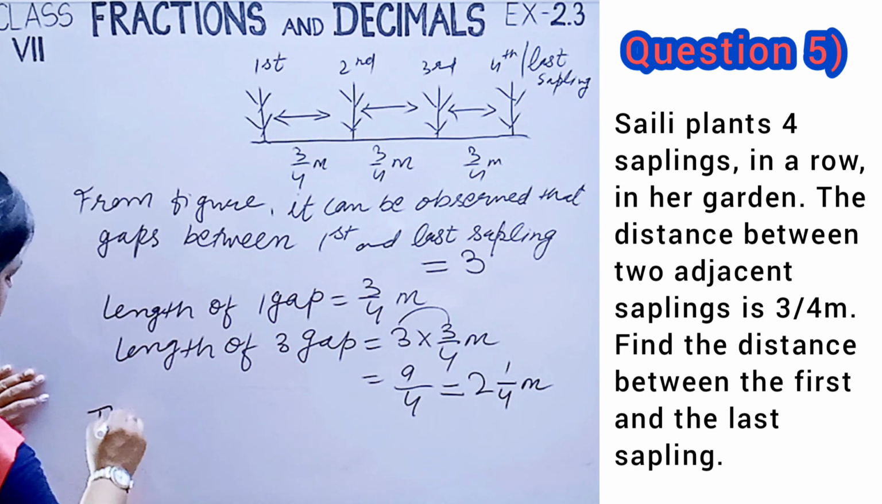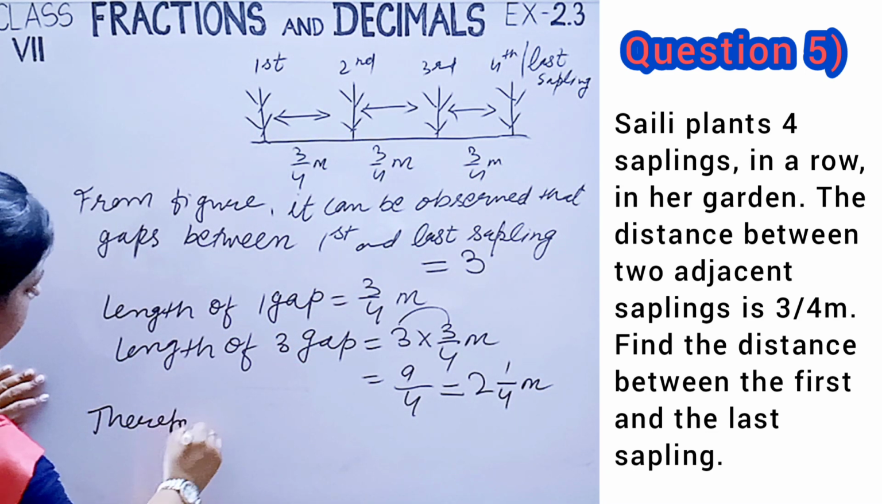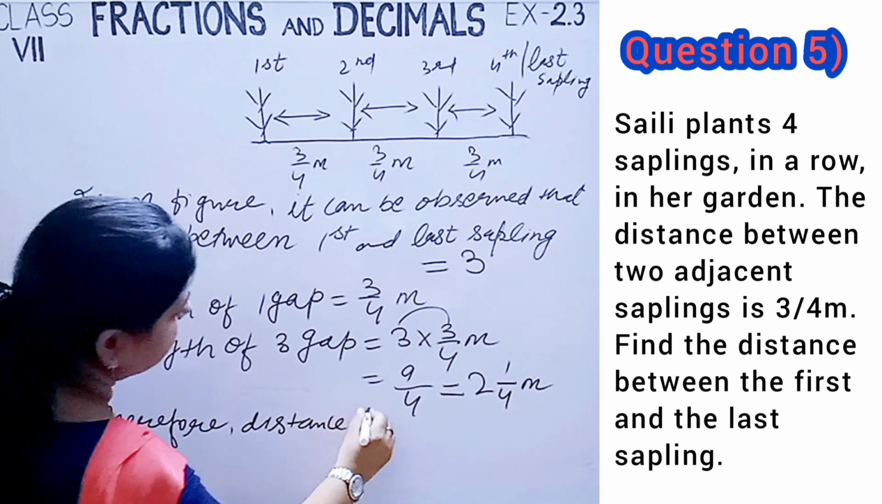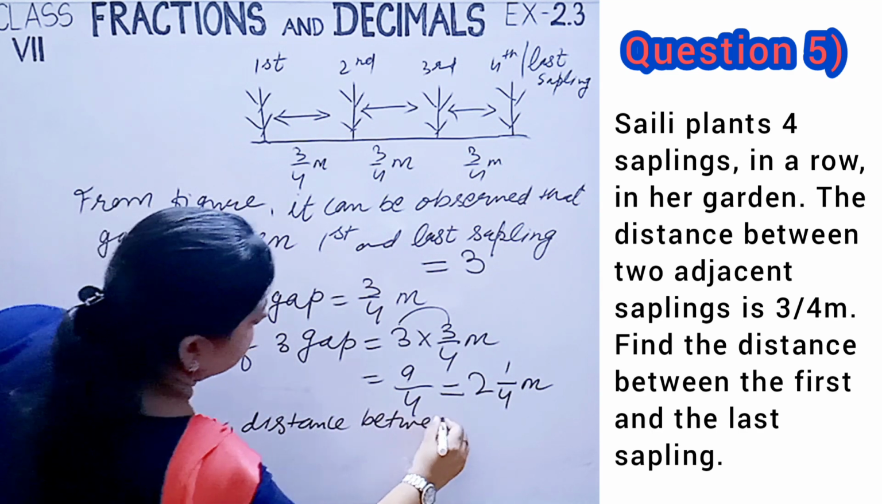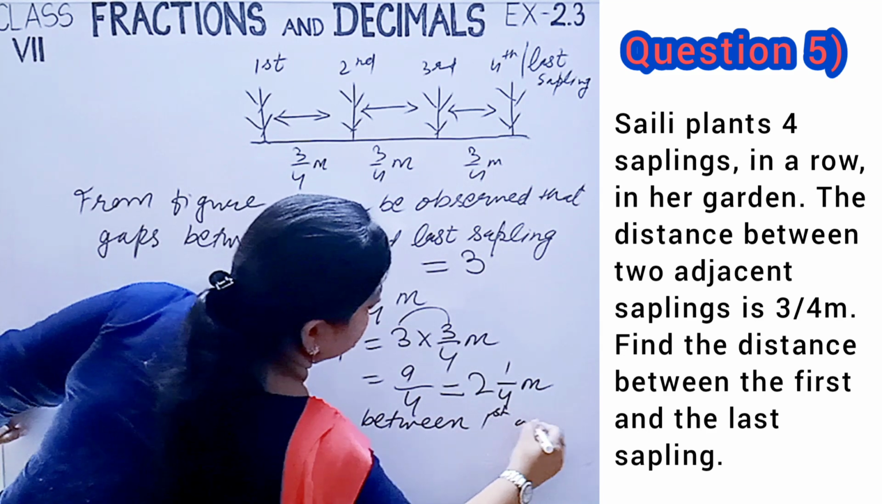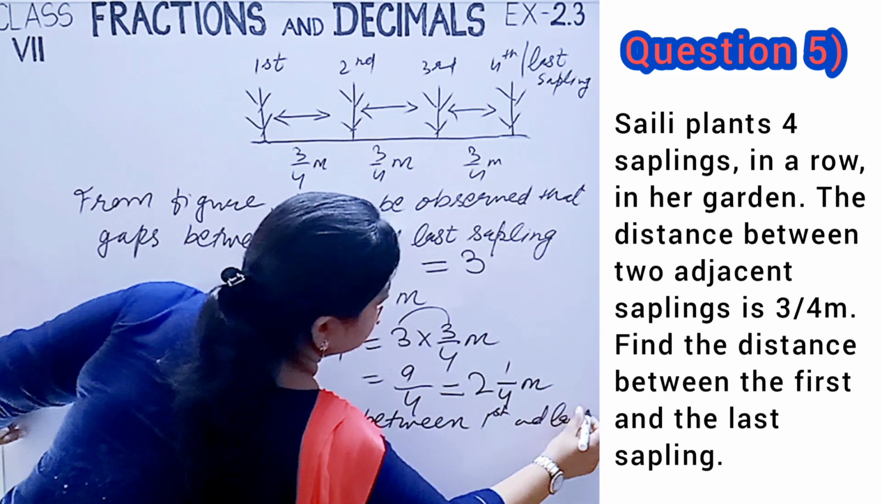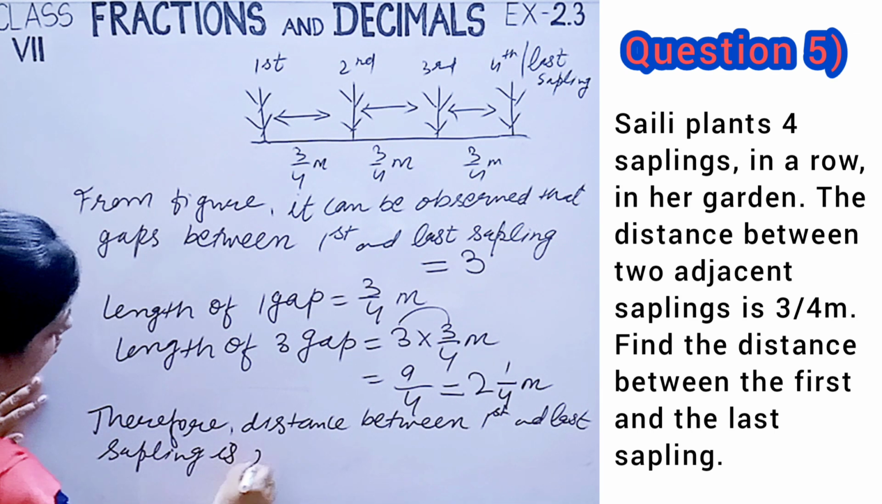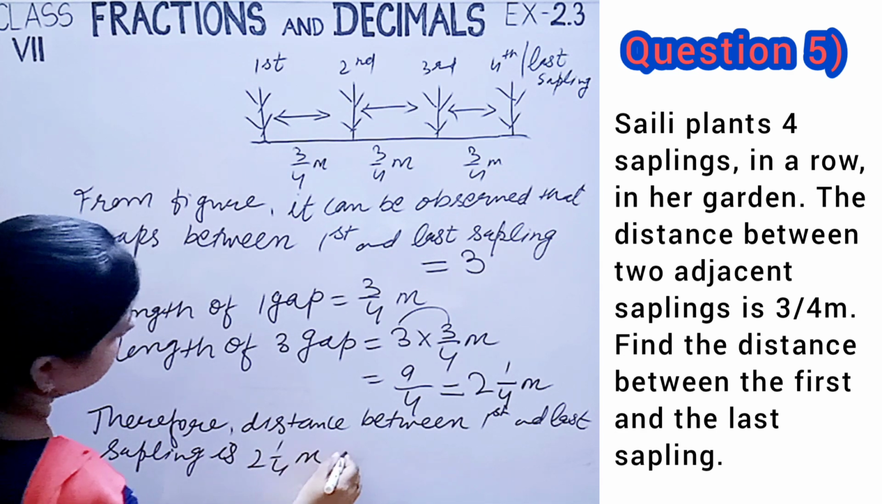Therefore, the distance between the first and last sapling is 2 and 1/4 meter. Answer.